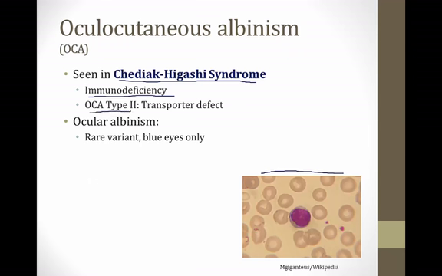They have the type 2 OCA because they have a transporter defect, because the microtubules are dysfunctional and therefore they cannot transport melanin normally. In addition, there is a rare variant of oculocutaneous albinism called ocular albinism, where there are blue eyes only without the pale skin and the blonde hair.